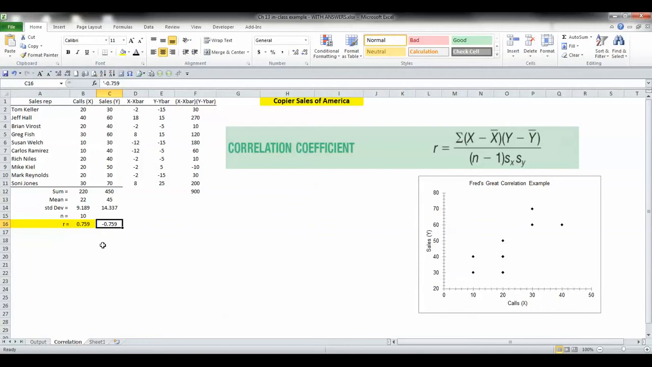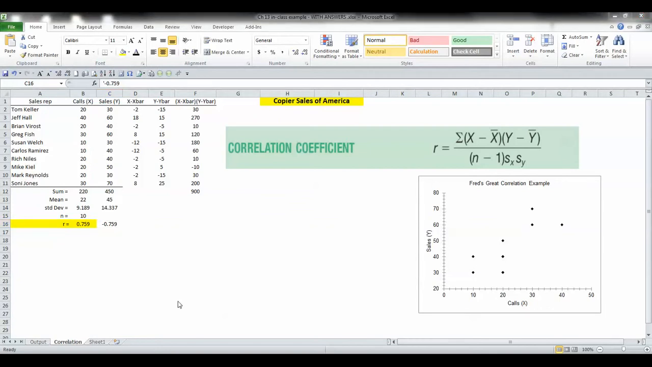Again, if it's negative 0.8 to negative 1.0, that also would be a very strong relationship. It would just be an indirect or negative relationship. 0.6 to 0.8 is a strong relationship. 0.4 to 0.6 is a moderate relationship. 0.2 to 0.4 is a weak relationship, and 0.0 to 0.2 is a weak or no relationship.